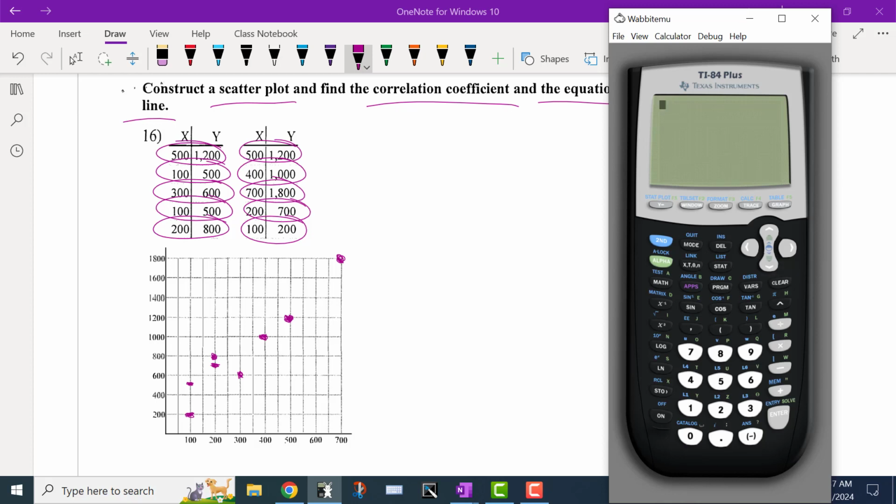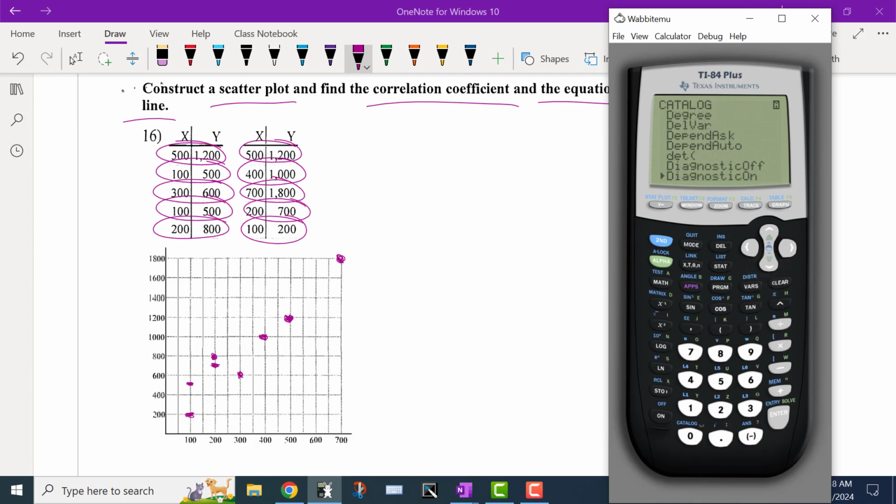So when I go ahead and turn this on, I'm going to go to second, and then I'm going to hit my catalog. And now I'm going to go ahead and arrow all the way down to my diagnostic. I'm going to say diagnostic on. So that's the very first thing I have to do is turn that on, because that's the way that I have to be able to find my correlation coefficient. If I don't turn that on, it's not going to show me my correlation coefficient.